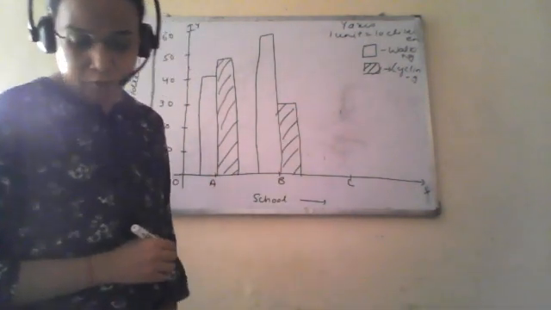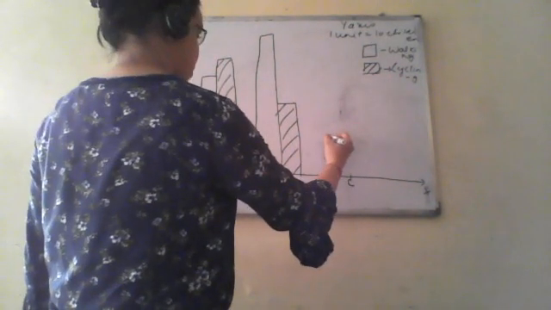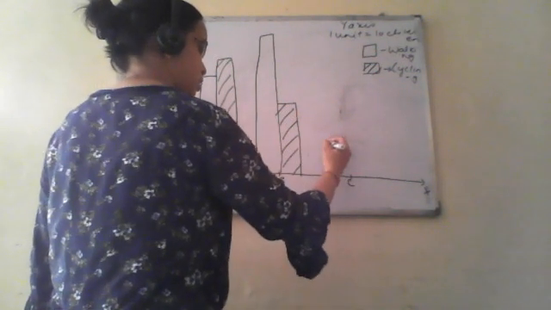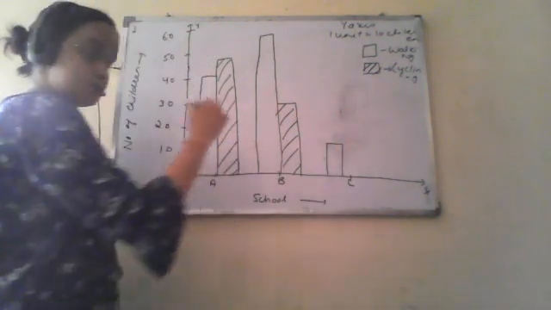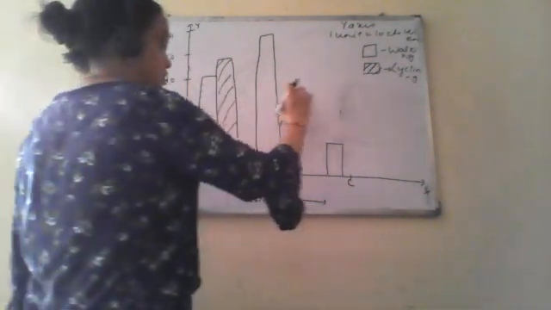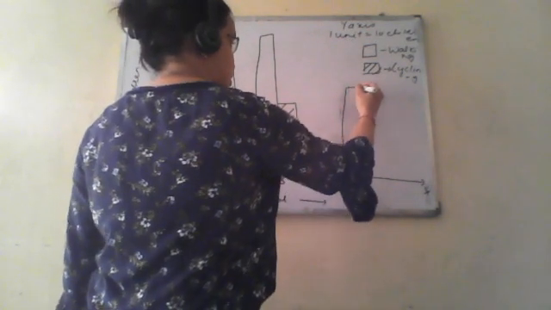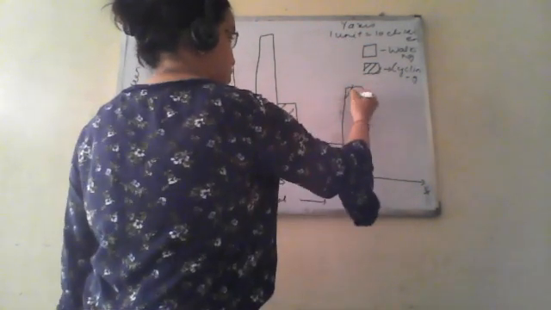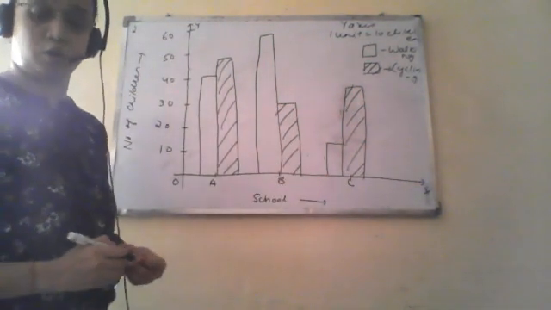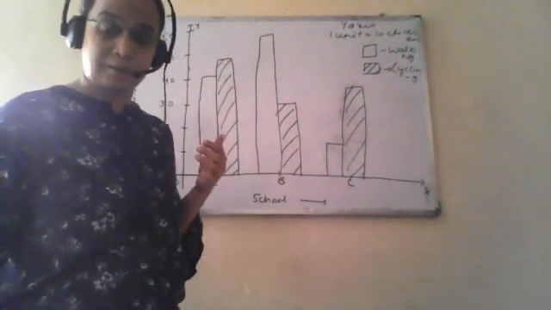Now school C, the number of children who like walking is 15. So 15 will be between 10 and 20. This is walking, and for cycling they have 35. So it will be here, so we will draw these lines. So this is how we are going to plot the double bar graph. I hope this is clear.